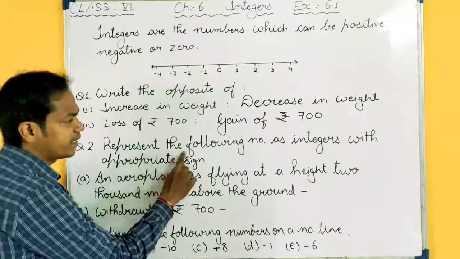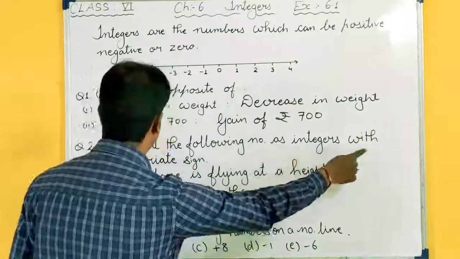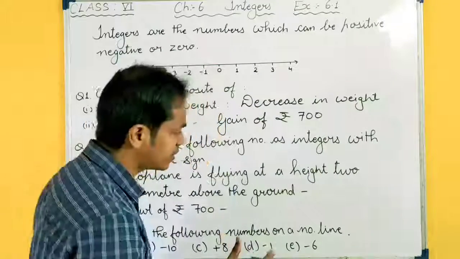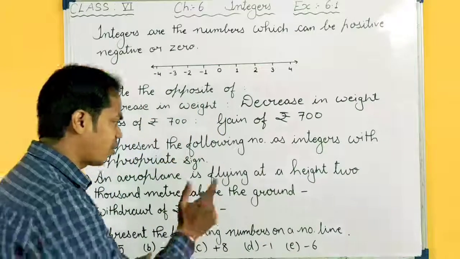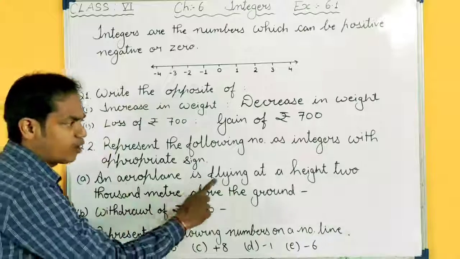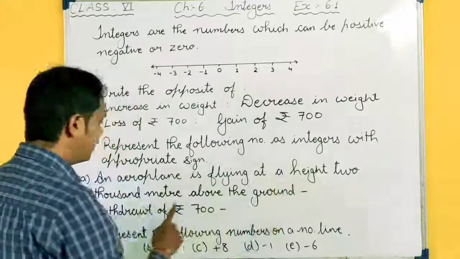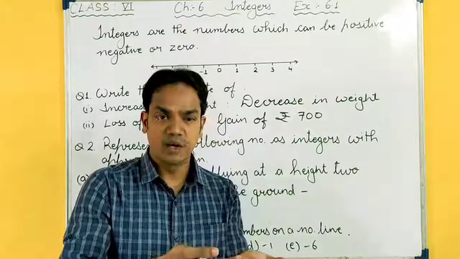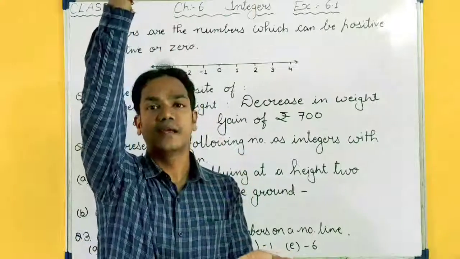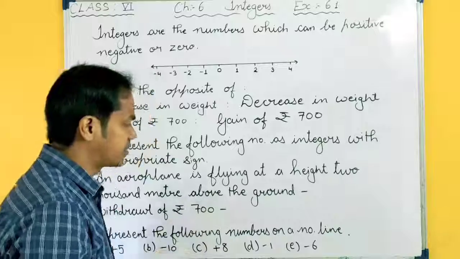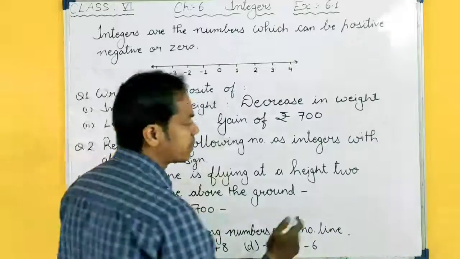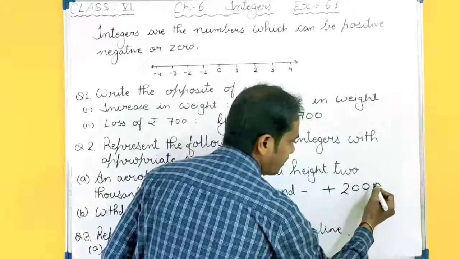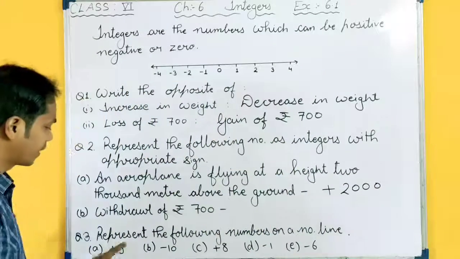Now represent the following numbers as integers with the appropriate sign. You have to write the numbers with the appropriate sign. How? That I will explain. An aeroplane is flying at a height of 2000 meters above the ground. So how will you mark this? Above the ground means plus. So your answer will be plus 2000.